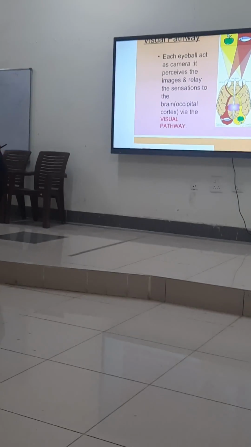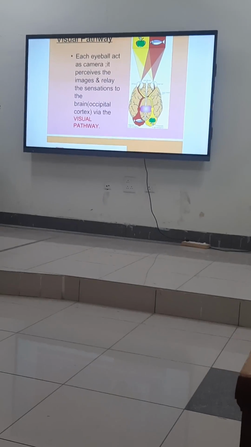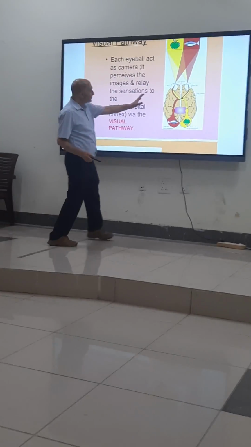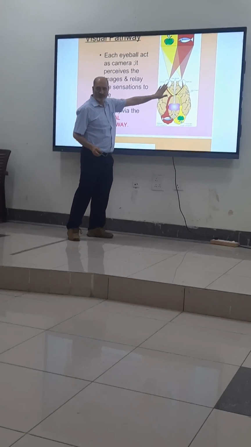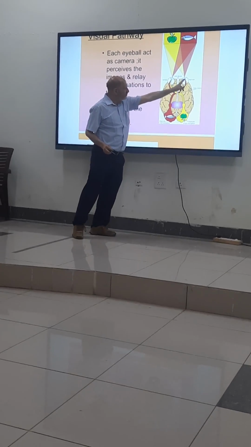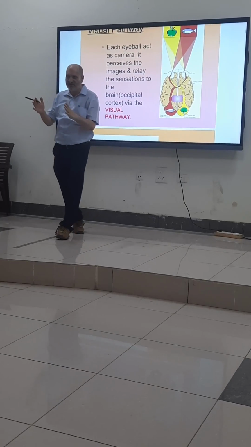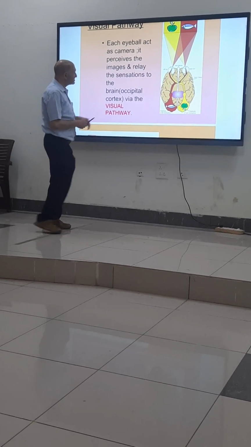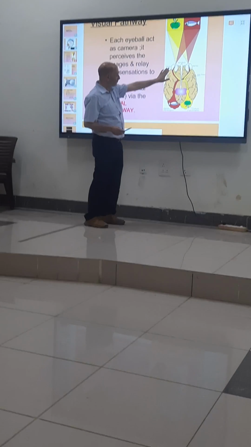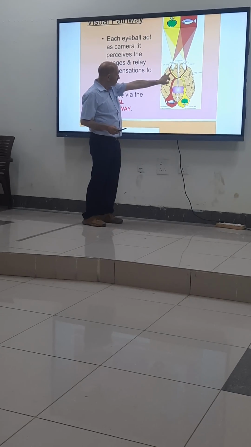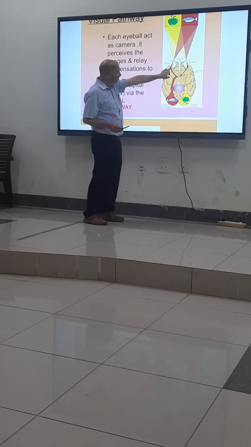So, suppose this is the right eye optic nerve and this is the left eye optic nerve. It has two parts, one is the nasal part and one is the temporal. In the same way here, nasal and temporal.